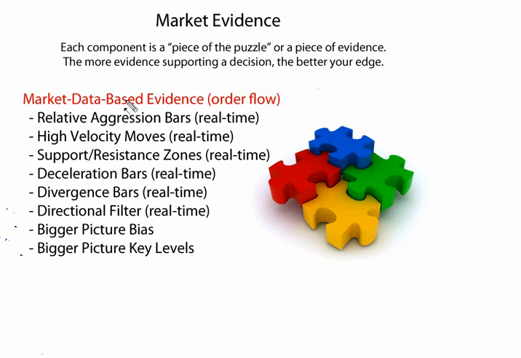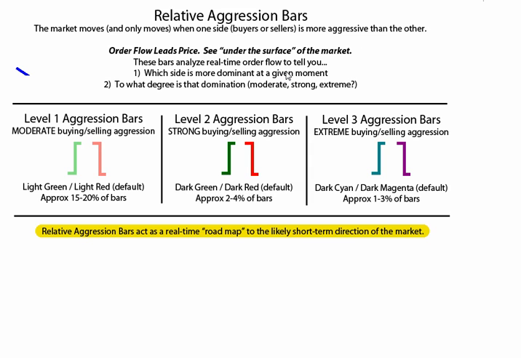As a real quick primer, our software looks at real-time, market-driven, order flow type information to come up with what we call relative aggression bars, high velocity moves, and support resistance zones. That's what I'm mainly going to focus on today in these 15-minute charts. This information gives you evidence, and the more evidence that comes together, the better your edge. The main thing I want to focus on today is our relative aggression bars.